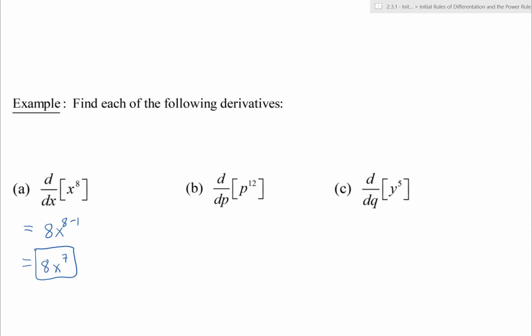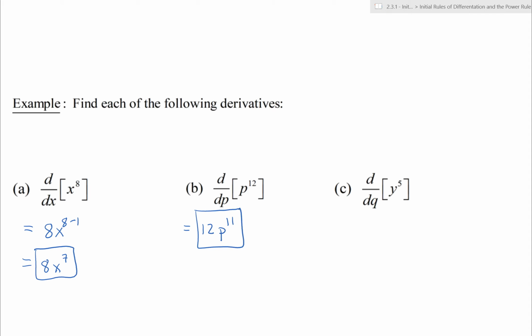Similarly, in part B, the derivative with respect to p now of p to the 12th, well, again, it's a power function, right? So bring down the 12 times p, lower the 12 by 1, to get 12p to the 11th. So it's as simple as that. Nice to not have to use the limit definition every single time.